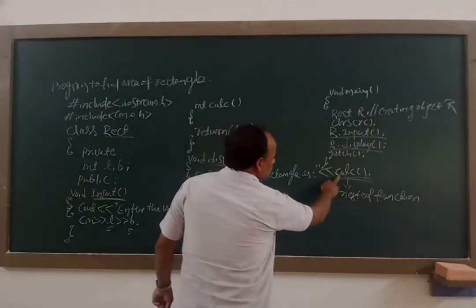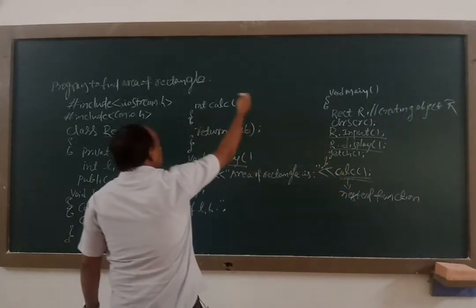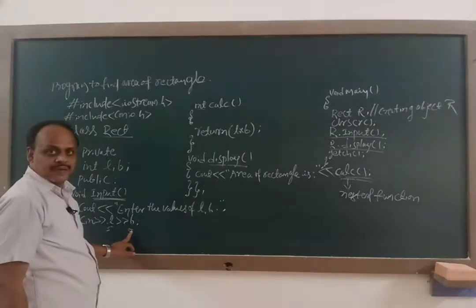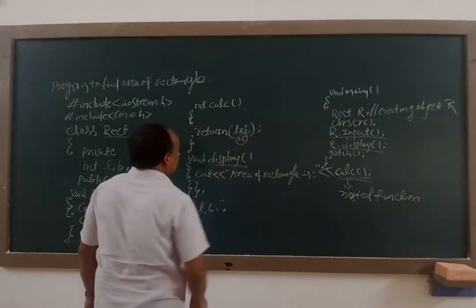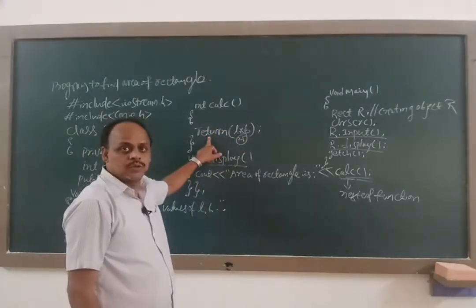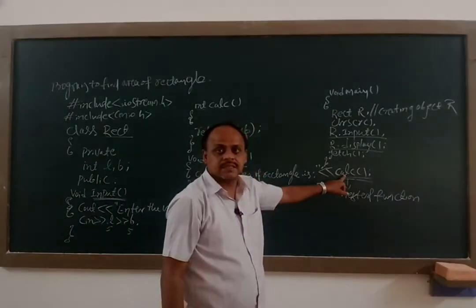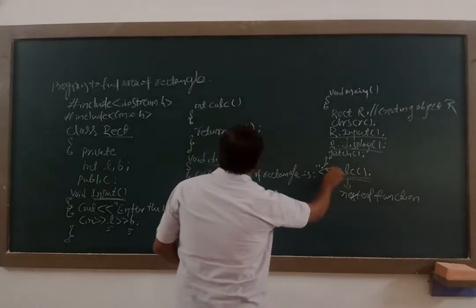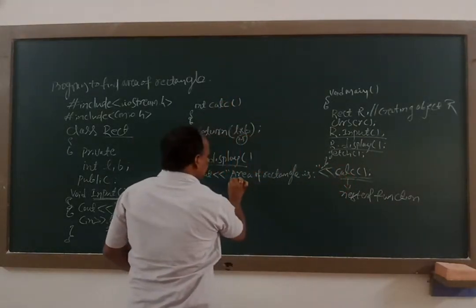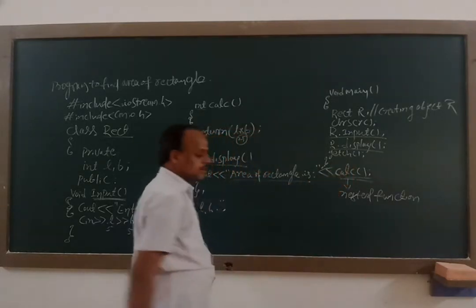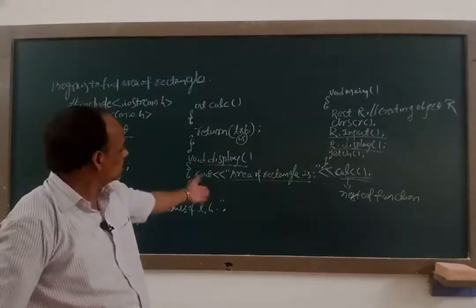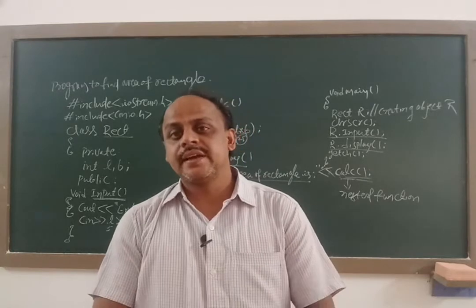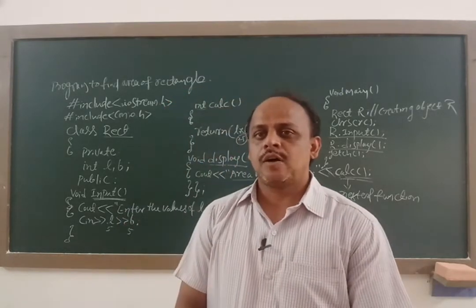Understood. Then what happens when cursor comes here, calculate function, cursor moves to this calculate function. Here what is happening? Return L into B. L into B means L value is 5. Suppose B value is 5, means 25. This 25 is returned with the help of return function to this place. Now this value is returning to here. Then area of rectangle is 25 is printing. So in this way it works. This is called program to find the area of a rectangle using classes and object concept.